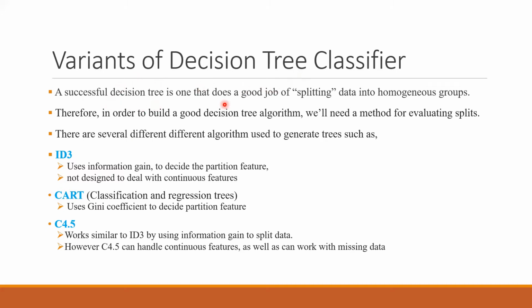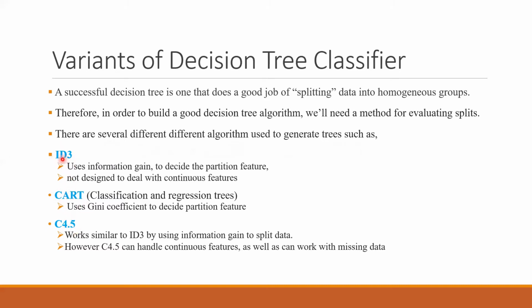A successful decision tree is one that does a good job of splitting. You have to split the data into homogeneous groups, making the groups in a way that similar classes are in the same group. Therefore, in order to build a good decision tree algorithm, we will need a method for evaluating splits. There are several different algorithms used to generate trees, such as these three: ID3, CART, and C4.5.